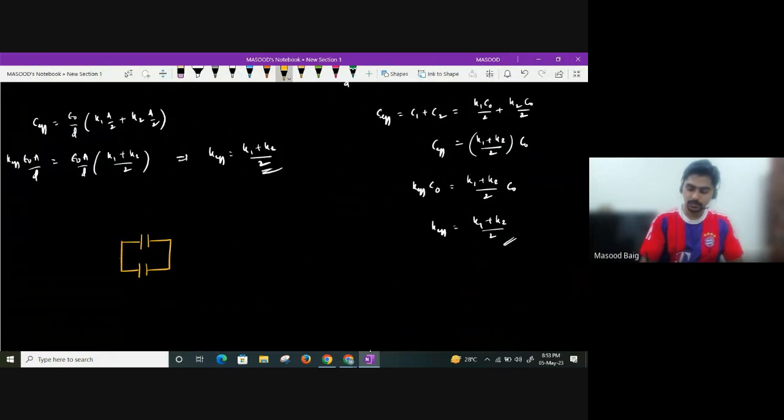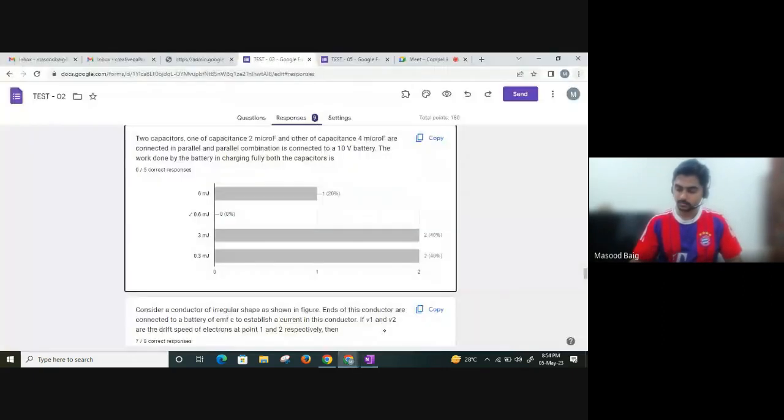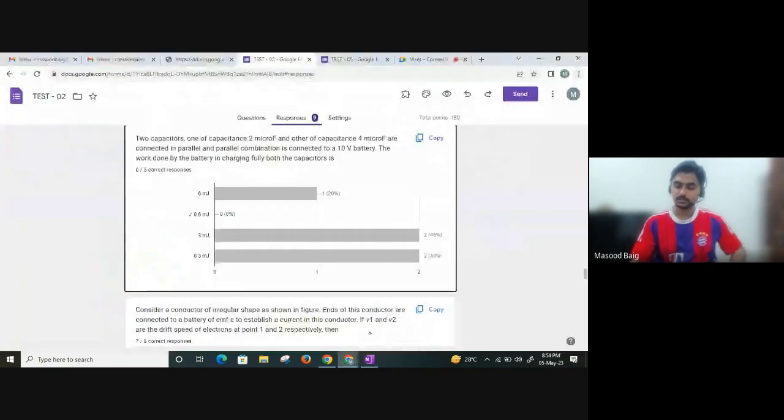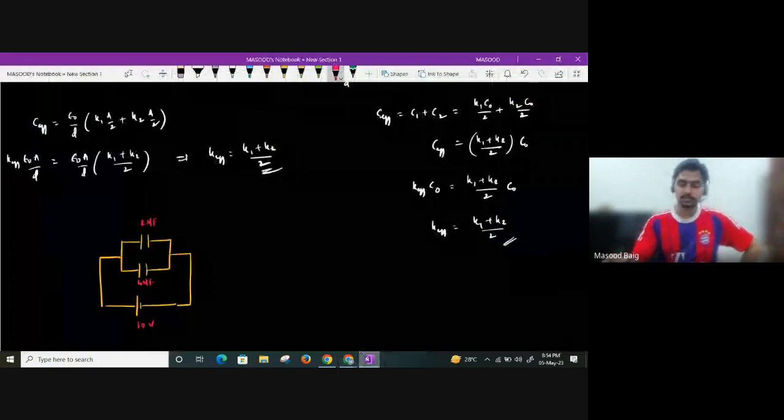They are connected in parallel and this combination is connected to a battery. 10 volts they have given, 2 microfarad and 4 microfarad. They're asking us to find out what is the work done by the battery in charging fully both the capacitors. I need to charge them completely.